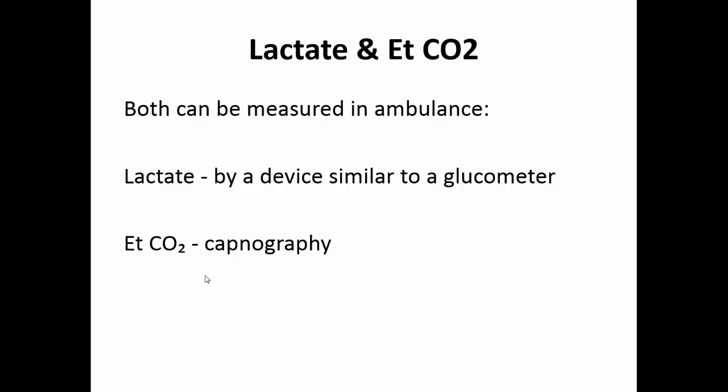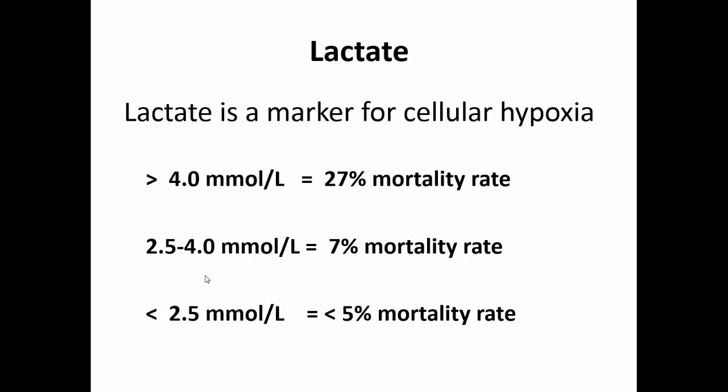We can measure either lactate or end-tidal CO2 in the back of an ambulance. Lactate can be measured by a device that looks like a glucometer. We don't have those currently in our county, but end-tidal CO2 we easily measure, and it's very accurate as well. Lactate is a marker for cellular hypoxia. In folks who have a lactate greater than 4, that's equal to a 27% mortality rate. When your lactate's fairly low, less than 2.5, there's a fairly low mortality rate, less than 5%. That's why it's important.